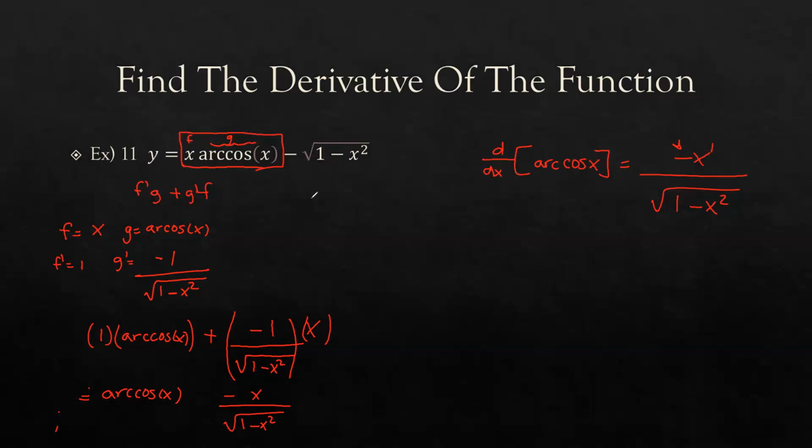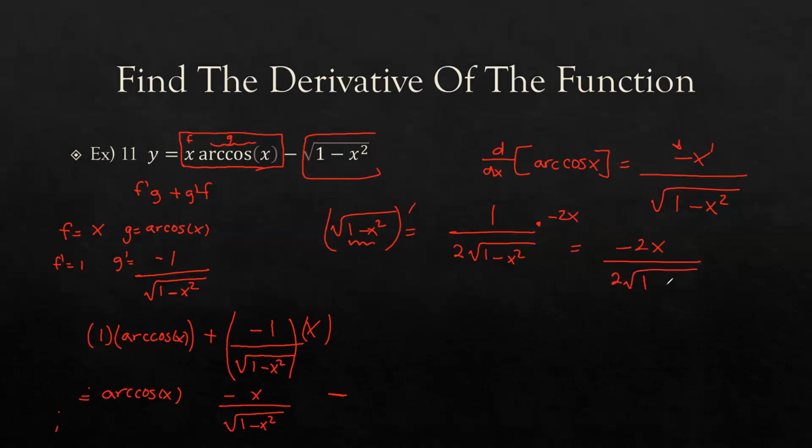And then it's minus, and what's the derivative of this? The derivative of square root of 1 minus x squared is 1 over 2 square root of 1 minus x squared times the derivative of the inside, because it's the chain rule. The derivative of 1 minus x squared is negative 2x, so that's negative 2x over 2 square root of 1 minus x squared. The 2's cancel, so you're just left with negative x over square root of 1 minus x squared.